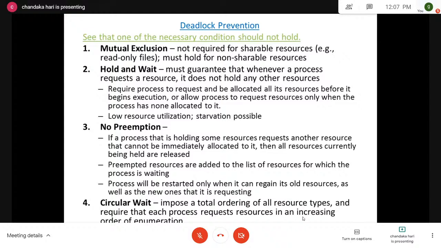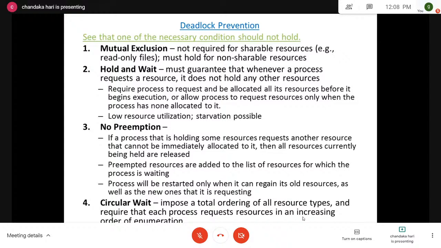Now, coming to the last one, circular wait. What is this circular wait? P0 is holding some resources, waiting for P1. P1 is holding some set of resources, waiting for P2. And so on up to Pn-1 holding some resources and waiting for the resources held by P0. Then simply the solution is to abort any one of the processes. Once aborted, whatever resources it held are given to the next process so that the deadlock situation is overcome.